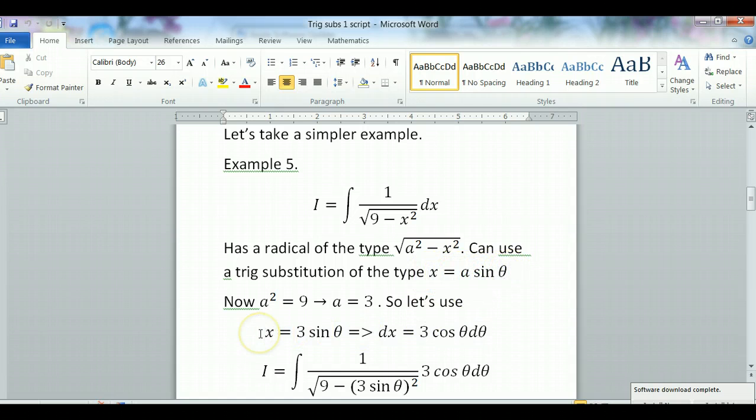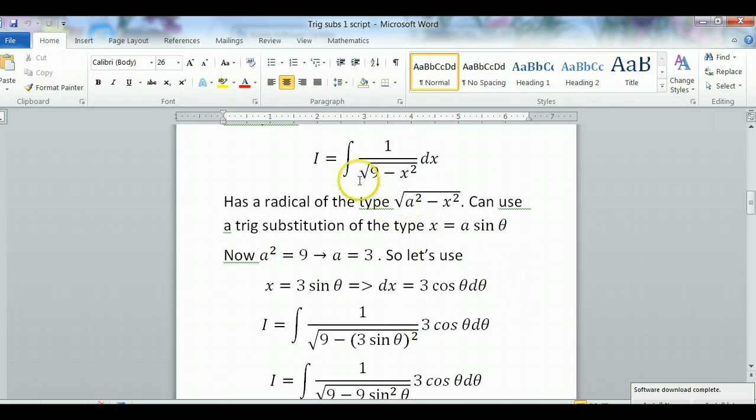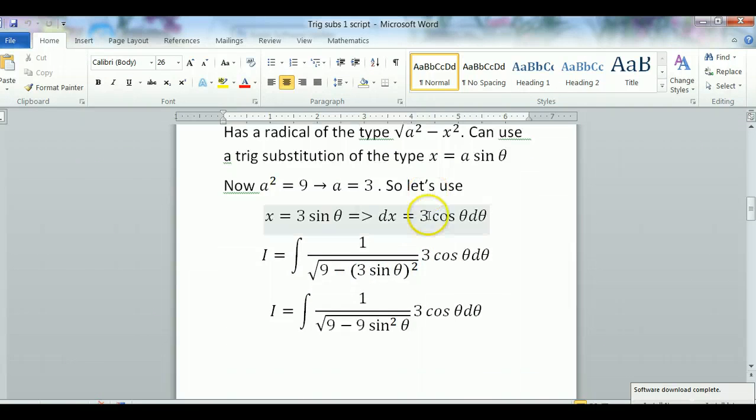So we'll try the substitution x equals 3 sine theta, which will mean dx is equal to 3 cosine theta d theta. Now we plug everything back in, so the dx will become 3 cosine theta d theta. And inside the radical we have the 9 as it is, and instead of x we plug in (3 sine theta) squared. And now when we expand this, we will still have 3 cosine theta over here, and here you have 9 minus 9 sine squared theta.